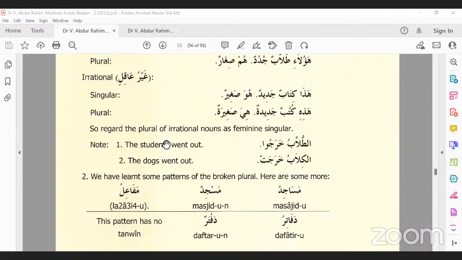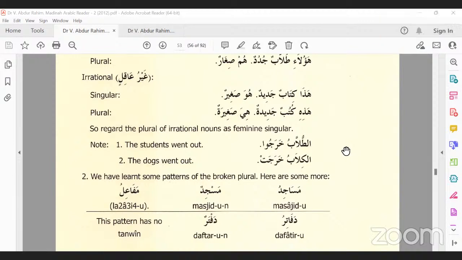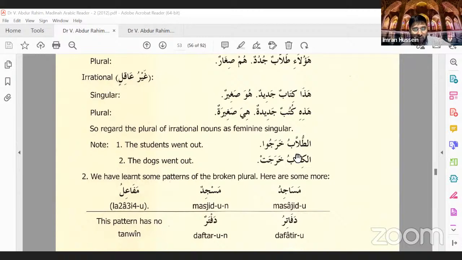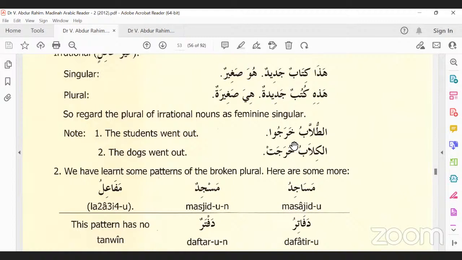Shall I finish the page? Yes, I want you to do الطلاب خرجوا and الكلاب خرجت. So الطلاب خرجوا, the students went out. الكلاب خرجت, the dogs went out. So in here, tulabun is an aqil noun, a rational noun. At-tulabu is a rational plural noun.